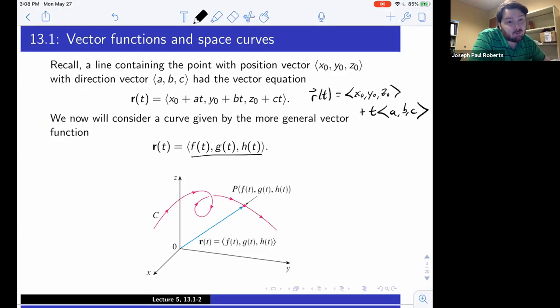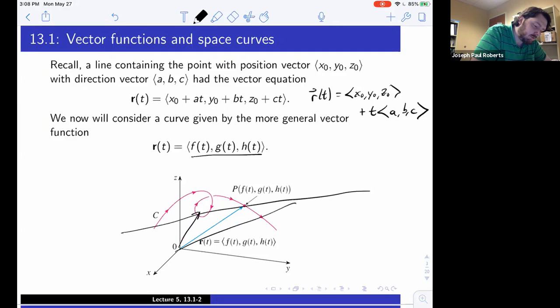So instead of linear functions in each of the three components, you can have any functions, f of t, g of t, h of t. And so instead of tracing out a straight line like they would have before, that you get position vectors of different points on the line, you're going to get position vectors of points on a curve.